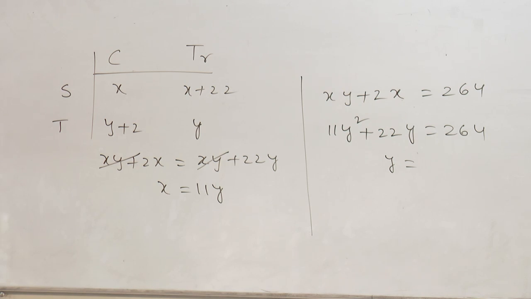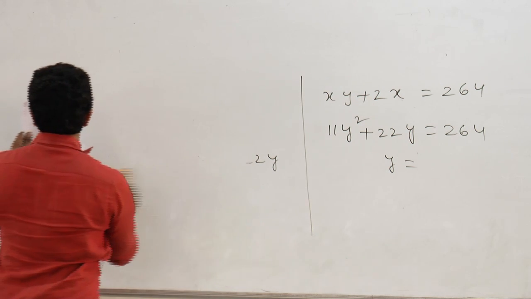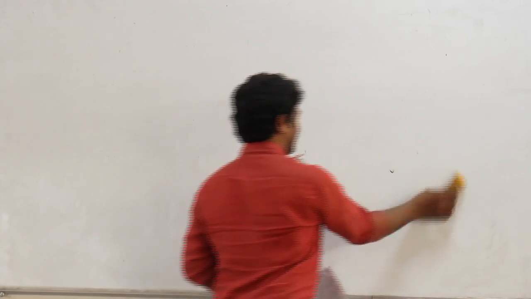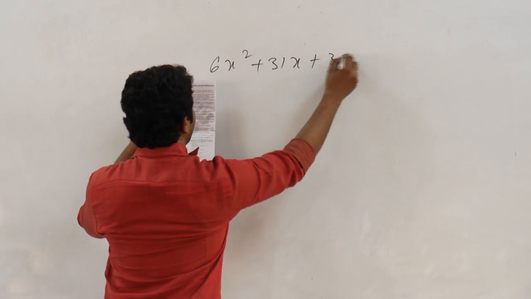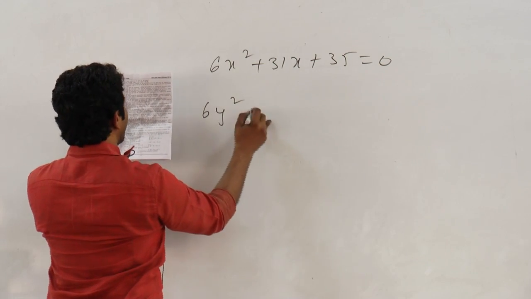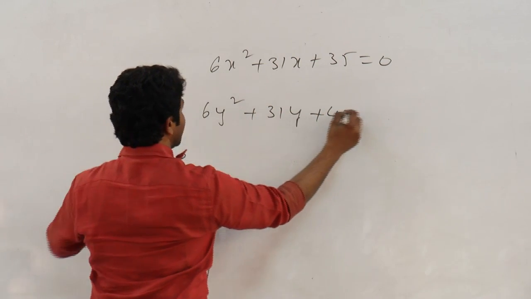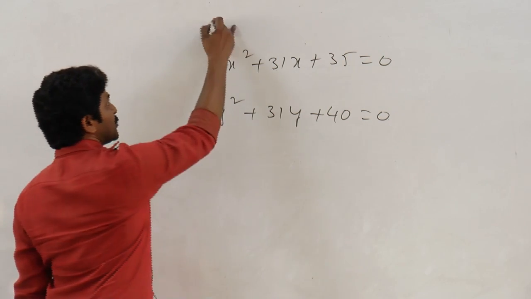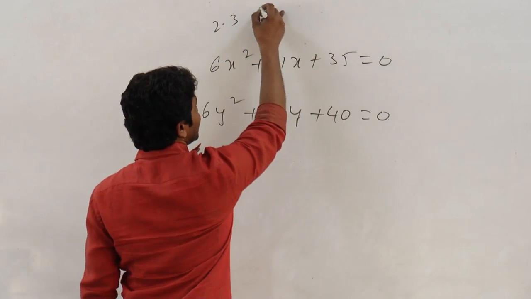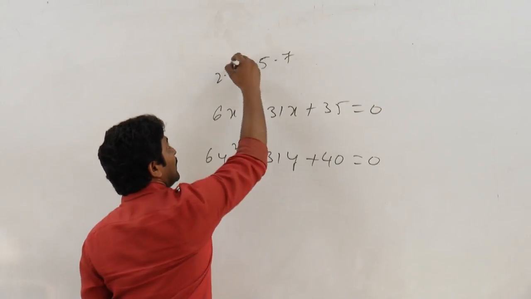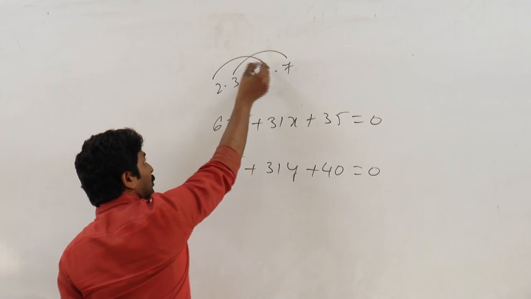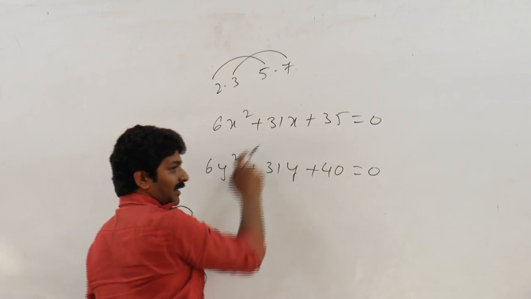61. I'll just give you a combination. I think you can do it. 6x square plus 31x plus 35 is equal to 0. 6y square plus 31y plus 40 is equal to 0. Now you can write 6 as 2 into 3 and you can write 35 as 5 into 7. You have 31 here. 7 3 is 21, 2 5 is 10, 21 10, 31.